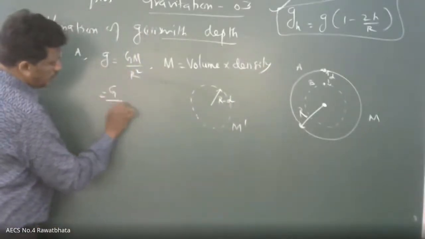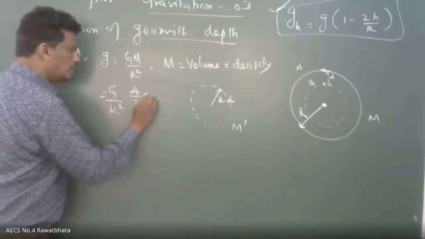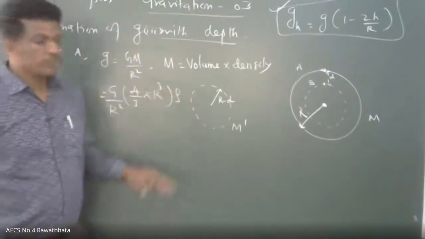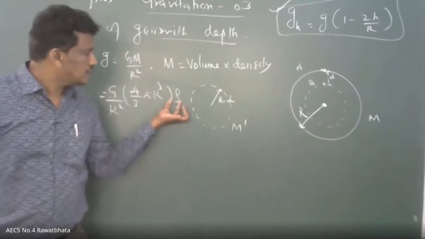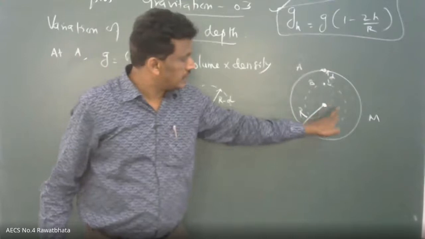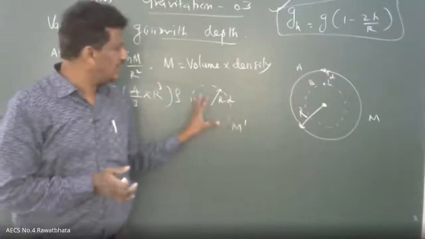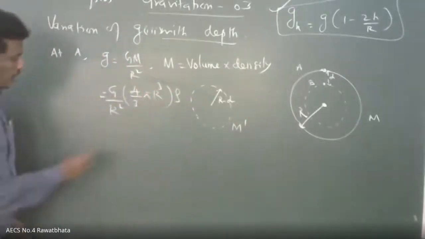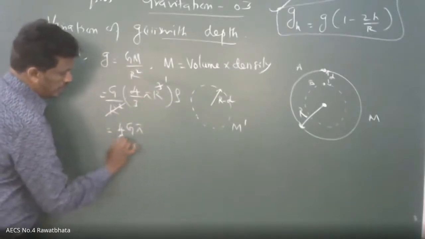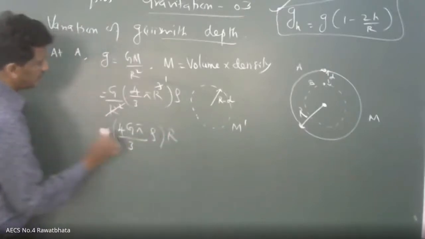So g equals G M by R square. What is the volume? Sphere, no? 4 by 3 pi R cube into density rho. What we do here, the density we take as uniform, whether it is on the surface or at the center. You know that there is a variation in the density also, but we assume that density remains constant. So rho. Now you see, R square cancels, which gives g equals 4 G pi by 3 rho, also constant, into R. That's all.